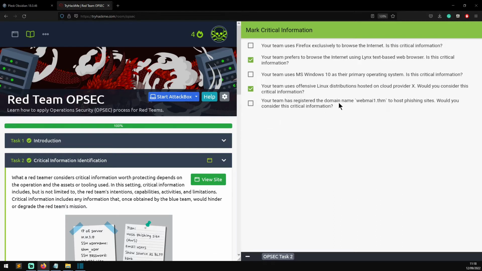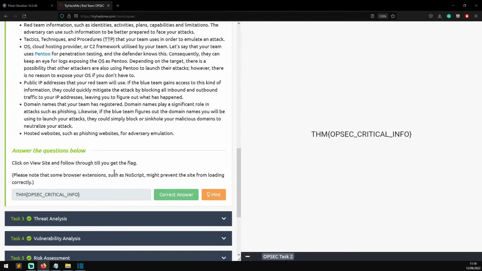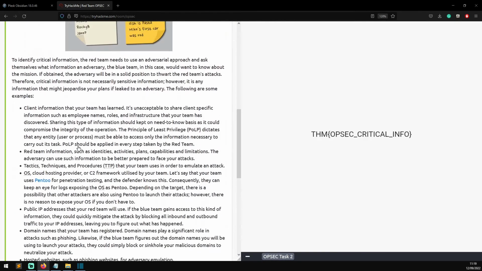Your team has registered the domain name webmail1.thm to host phishing sites. Would you consider this critical information? I would. And then that should give us the flag, which we can then submit at the bottom, which I've already done, and that is task 2.